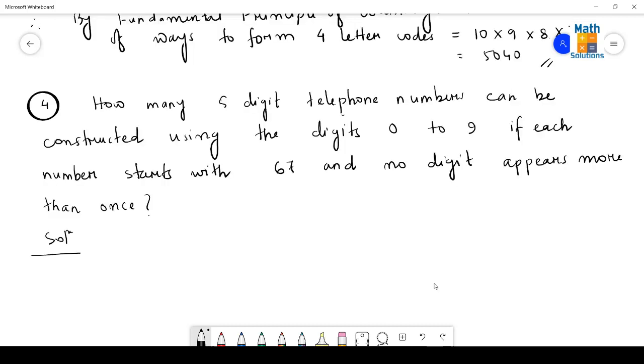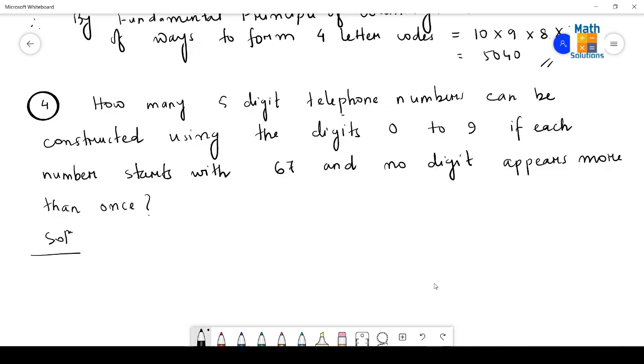So here goes question number 4. In question number 4, what is there? How many 5-digit telephone numbers can be constructed using the digits 0 to 9 if each number starts with 67 and no digit appears more than once?